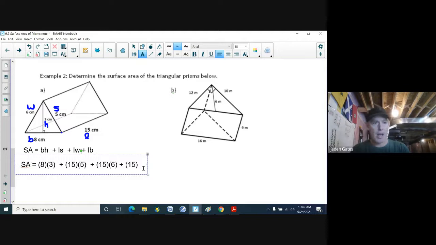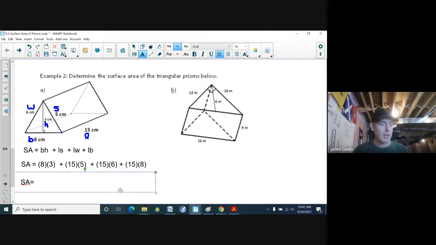15 times, what was it again? A B, which is 8. Again, that's why I label my diagrams here. I don't want to forget. All right. Now it's BEDMAS, right? Calculating. Well, brackets, nothing's going on in any of these brackets. We don't have exponents in these two formulas. That's a break, isn't it?